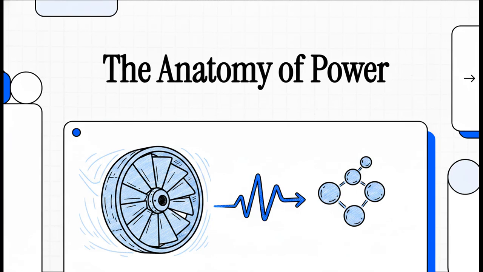Welcome to today's Explainer. We're embarking on a truly massive journey today. We're going to explore the invisible systems that literally keep our lights on and keep the whole world moving. We'll be traveling from the incredibly massive spinning blades of a power plant all the way down to the microscopic chemical behavior of molecules in industrial oil.